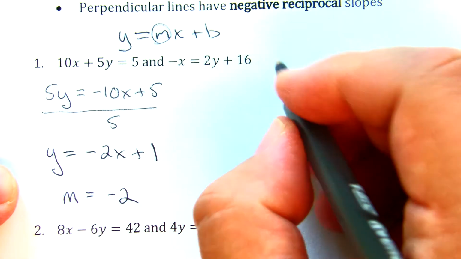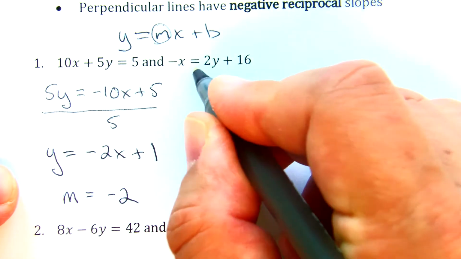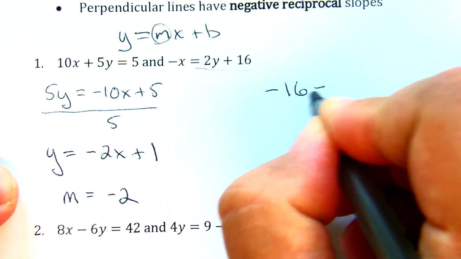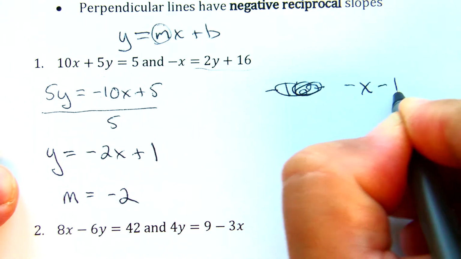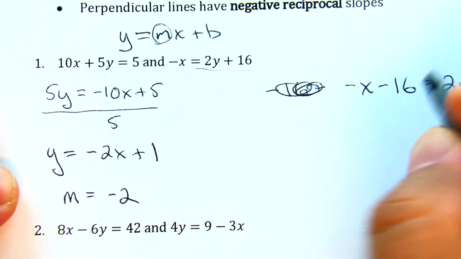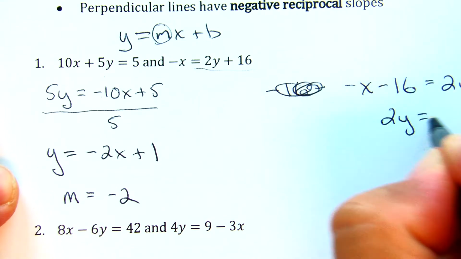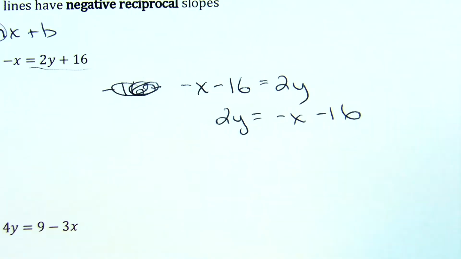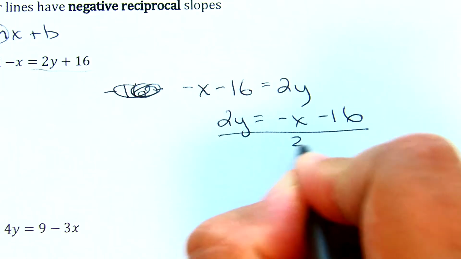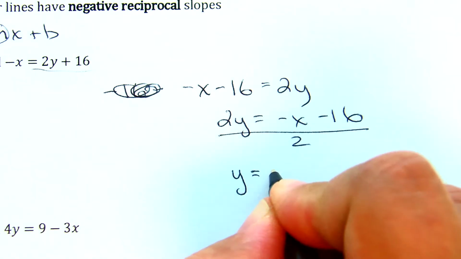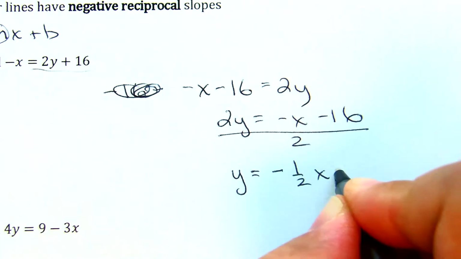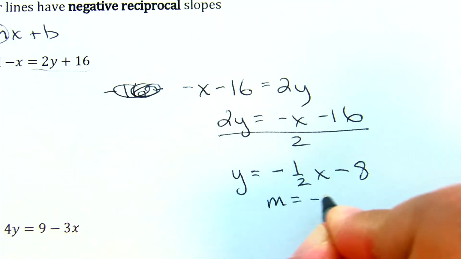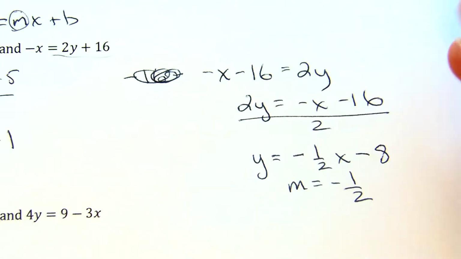Alright, over here we're going to subtract 16 from both sides, so we end up with negative x minus 16 equals 2y. I'll flip that around so I have y on one side: 2y equals negative x minus 16. Now we'll divide everything by 2. I get y equals negative 1/2 x minus 8. So my slope in this case is negative 1/2, always the coefficient of x.